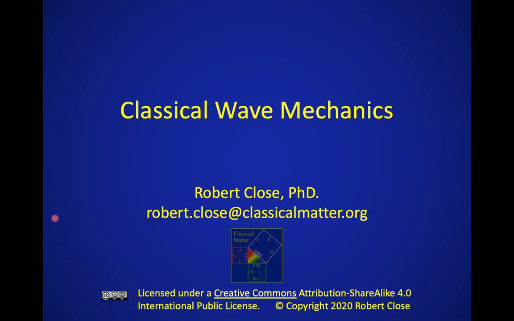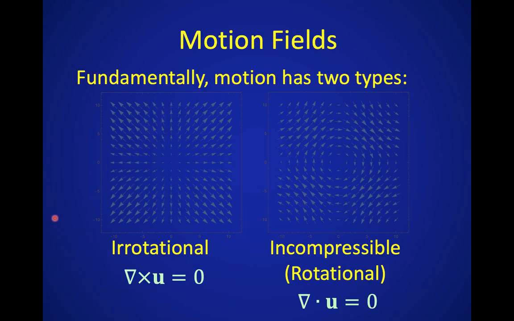This is a lecture on classical wave mechanics. There are fundamentally two independent types of motion. We have irrotational motion, in which case the curl of the vector field is zero, and we have incompressible motion, in which case the divergence of the velocity field is zero.